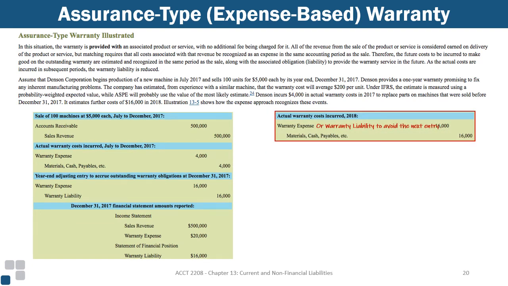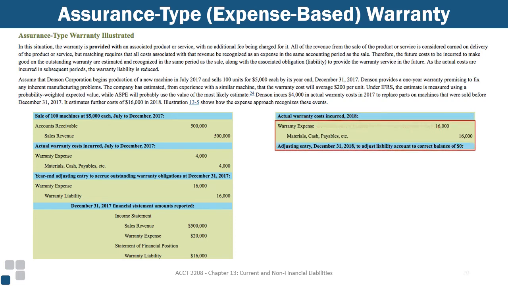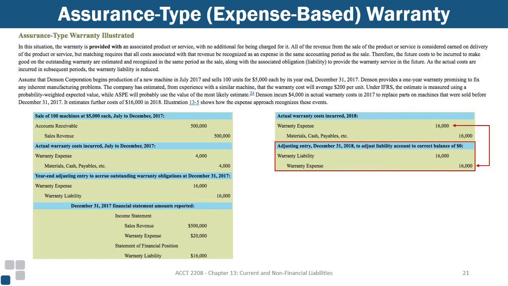Then let's put it this way, we assume that our $16,000 estimate is right on. And so in 2018, the company actually incurs $16,000 actual costs to warranty it. And in this case, I would actually prefer that you debit the warranty liability rather than the warranty expense, because what happens here is it brings the liability account to zero.